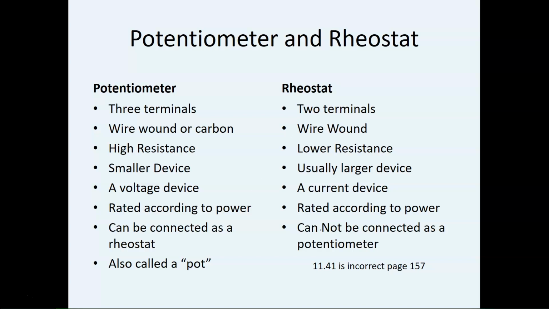Now, a rheostat cannot be connected as a potentiometer. It only has 2 legs, 2 terminals. However, a potentiometer can be connected as a rheostat by tying 2 of its legs together, either 1 and 2 or 3 and 2. And the very short version of it is called a pot.